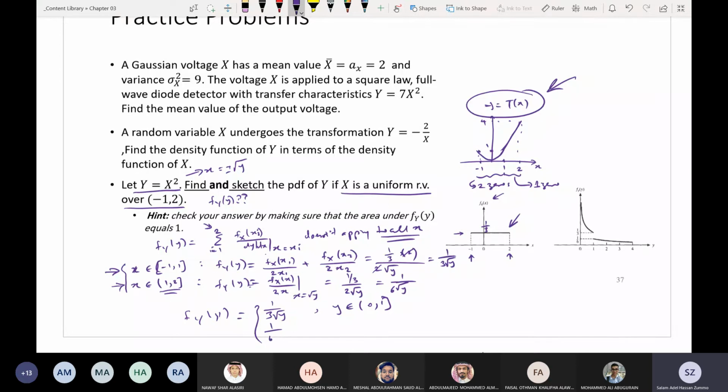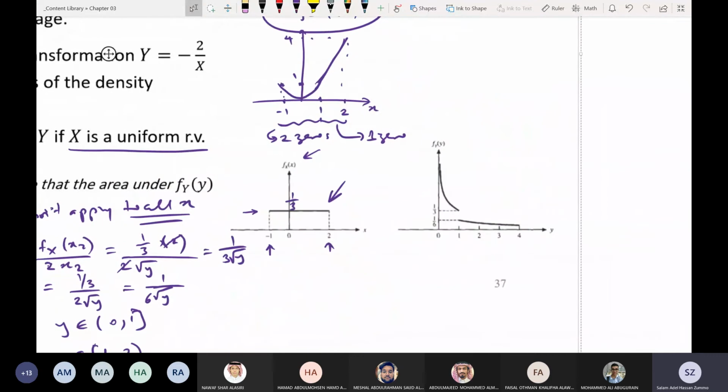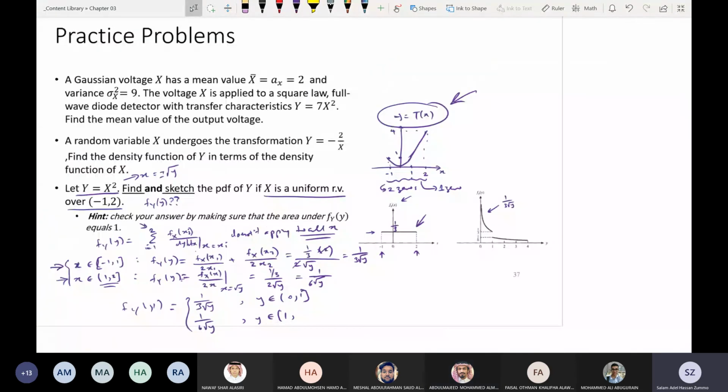And it's 1 over 6 square root of y when y is between 1 and 2. Yes. And when you sketch this, we'll get this. Is it 2 or 4, Doctor? Is it 2 or 4, the value of y? Sorry, 4. Thank you. Y goes to 4, because x goes to 2, y goes to 4.